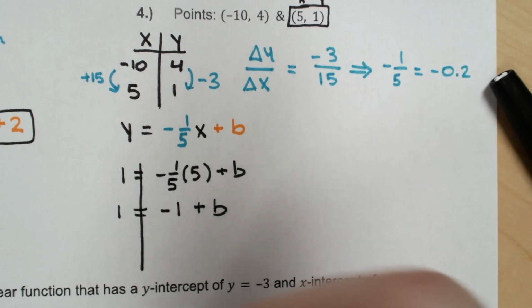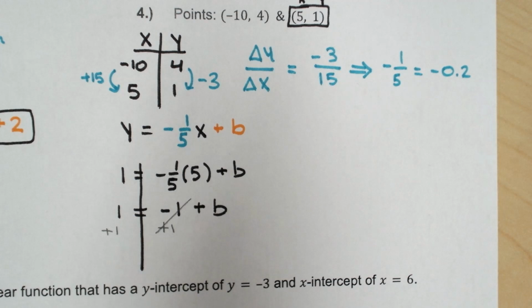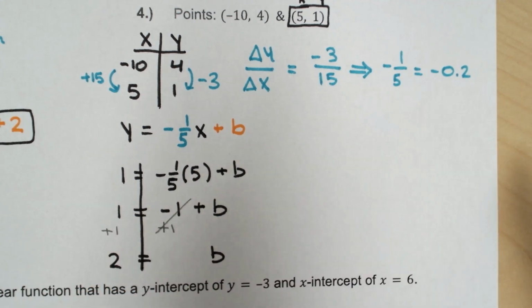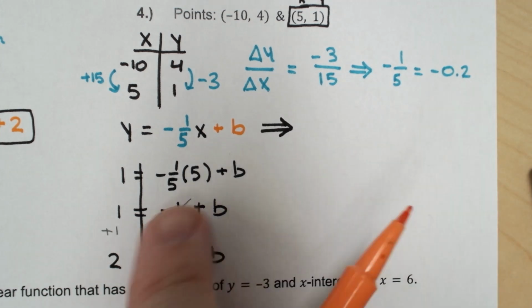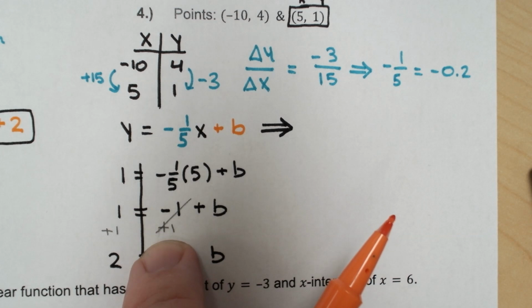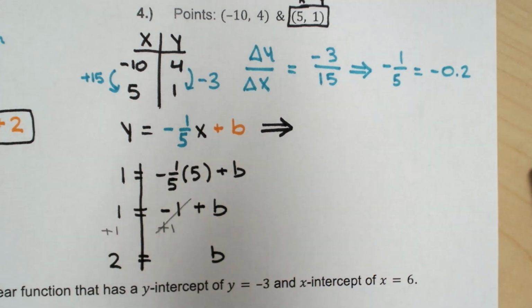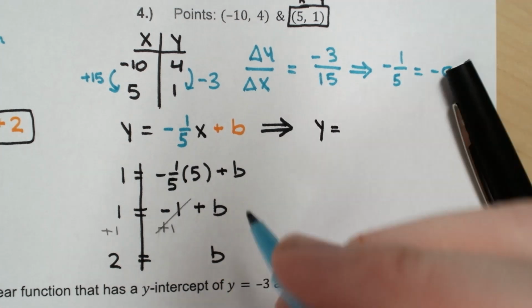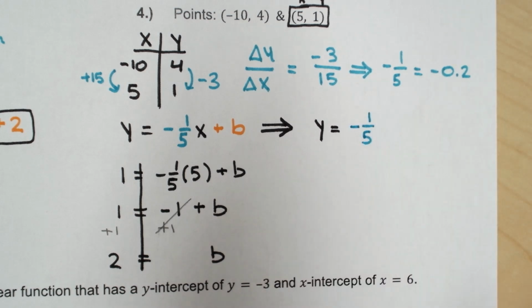Be careful here. You need to add 1 to both sides to get 2 equals b. Again, because that was a negative 1, I needed to add 1 to cancel it out. And so 1 plus 1 is 2. Final answer here is y equals negative 1/5 x plus 2.